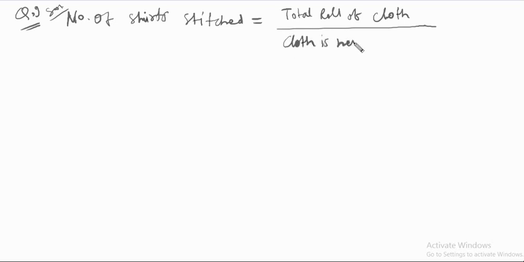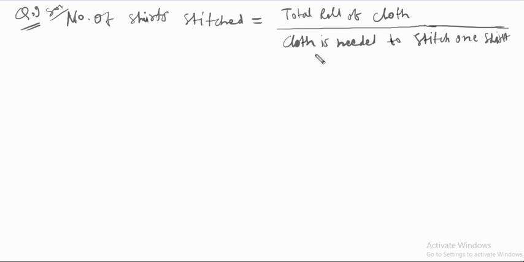Cloth is needed to stitch one shirt, right? Here, the total roll of cloth is 70 meters.